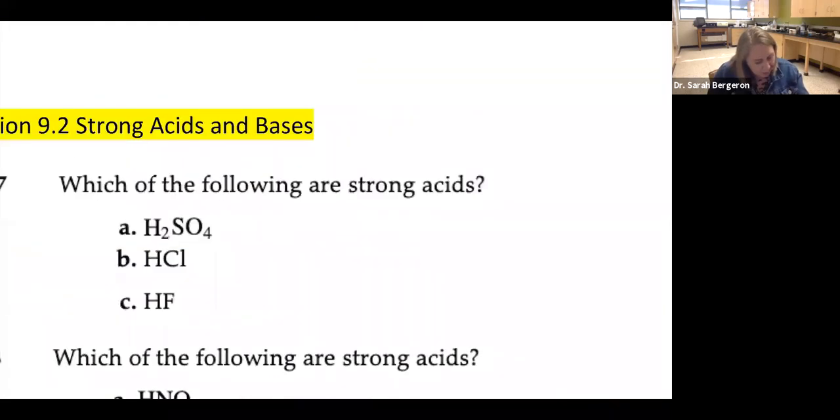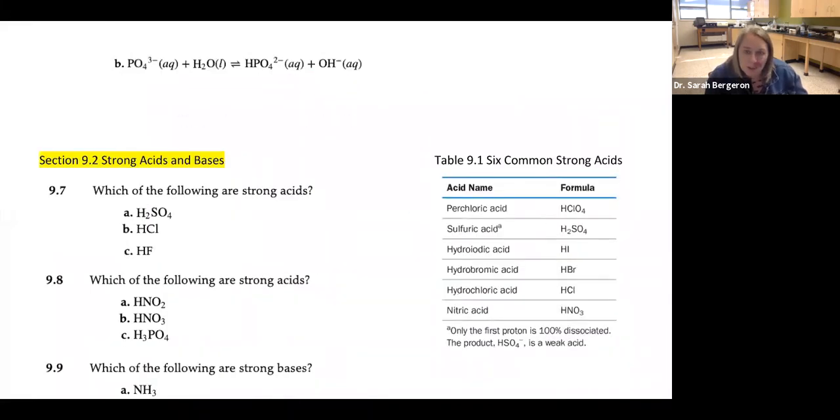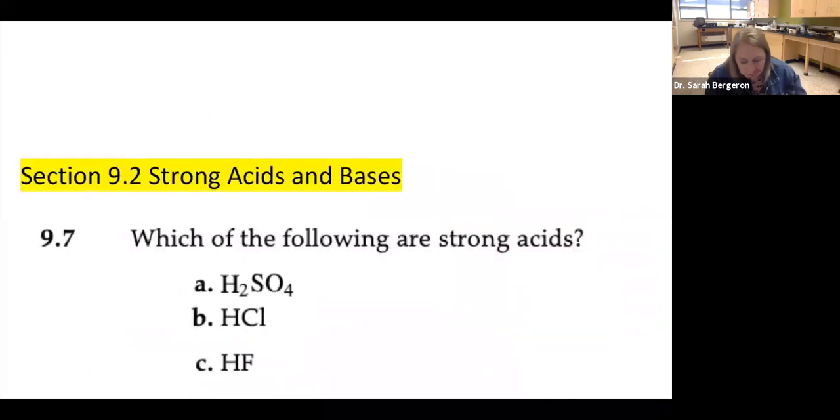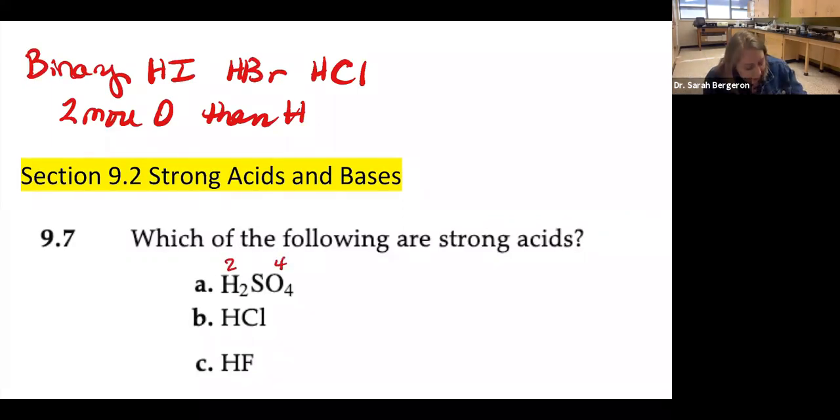Okay. Here we go, 9.2, strong acids and bases. Which of the following are strong acids? So I gave you the table here, but you don't need the table, right? You don't need the table. So remember your binary, let me do it a little bit darker of a color. Our binary, which means two elements, I bring clay. So HI, HBr, HCl. Right? And then our oxygen is 2 more oxygen than hydrogen. That's all you have to remember. Okay, so which of the following are strong acid? Here I have 2 hydrogen, I have 4 oxygen.